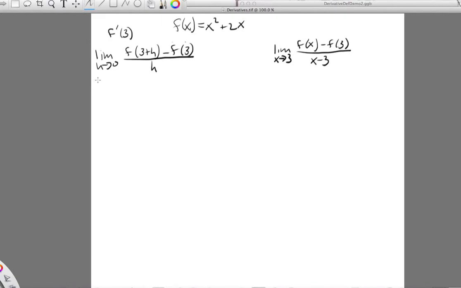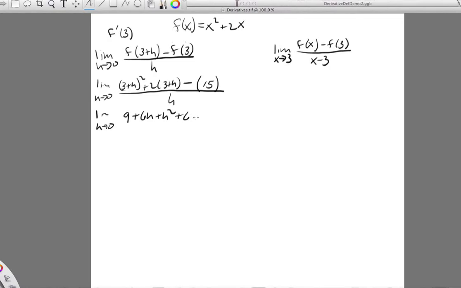So the next step I'm going to have limit as h approaches 0. Now f of 3 plus h would be 3 plus h squared plus 2 times 3 plus h minus f of 3. Well, f of 3 is fairly easy to calculate. It's going to be 9 plus 6, and I'm pretty sure that 9 plus 6 is equal to 15, all of which is over h. So now I have the limit as h goes to 0 of 9 plus 6h plus h squared plus 6 plus 2h minus 15 all over h.